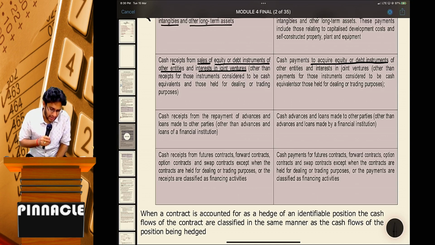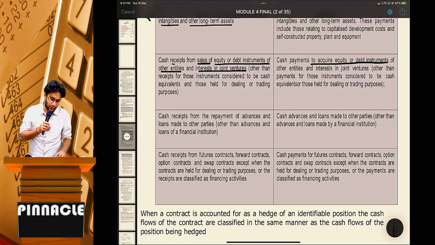Next, cash received from repayment of advances and loans made to other parties. Once upon a time I gave a loan to somebody, loan given. Today that fellow is repaying the loan. When I gave the loan, investing activity. When I recover the loan, also investing activity, both sides. Again, brackets, exception. What is this? Loan given, loan taken will not be investing activity if you are a bank. It is an operating activity because it's your core business, no sir. Exception: if you are a financial institution, then the classification will be treated as operating, not as investing.